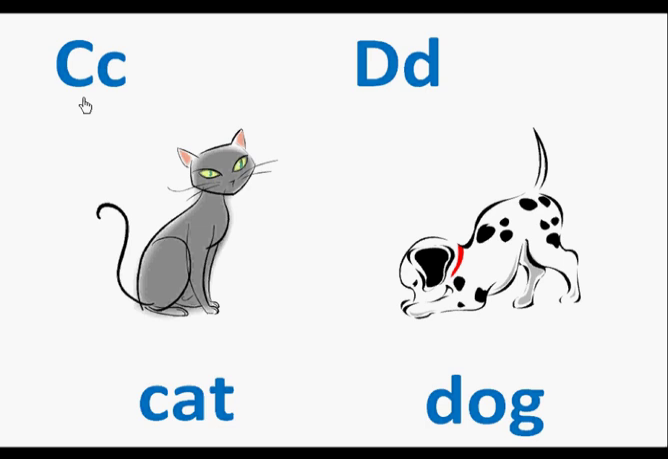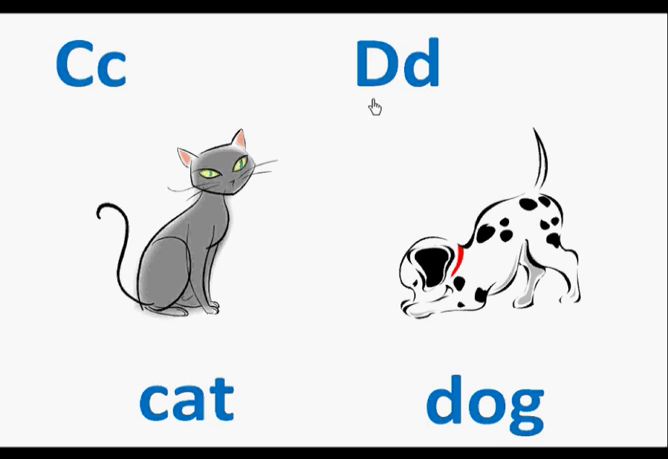Here we have a capital C, a small c, a picture of a cat, the word cat. The letter C makes the sound K. So we'll read this page. C, cat, K.